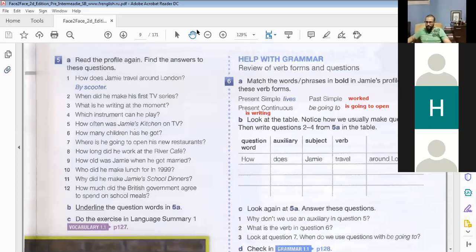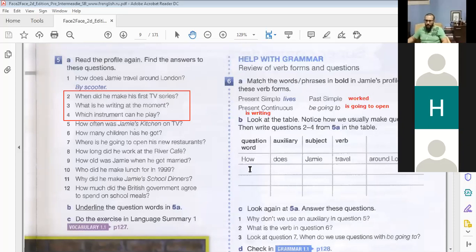So it says, write questions number 2 to 4. So let me put them in a little box for you here. So these are the questions they're talking about. Can you see them in exercise 5? These 3 questions, can you see them on the left side? Can everybody see them? Yes. All right, so we just want to copy them in this little table. So we want to know what's what. We want to know the differences in question words, in auxiliaries, and learn a little bit about them.